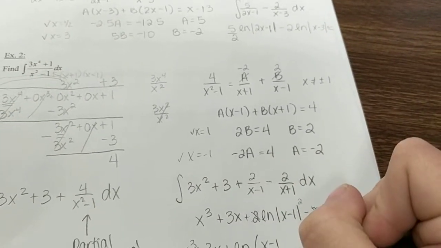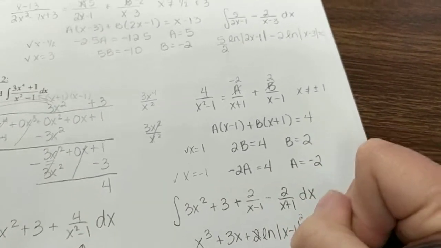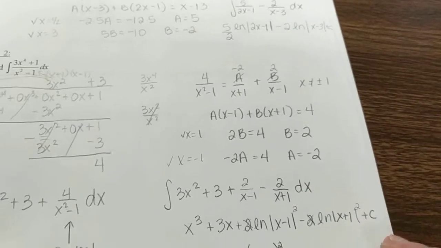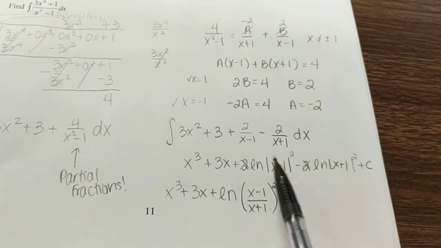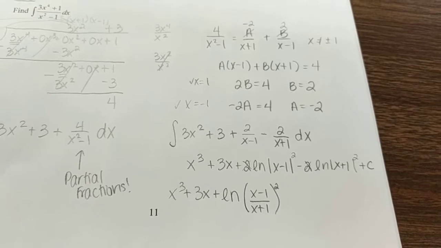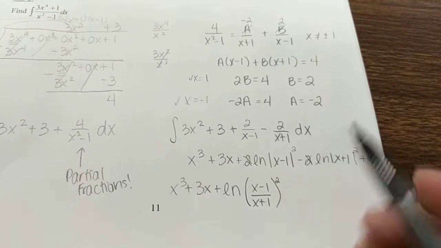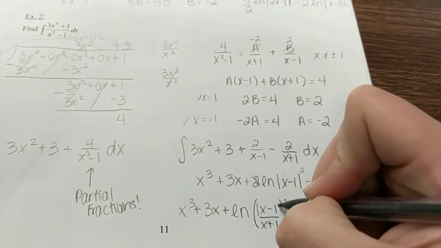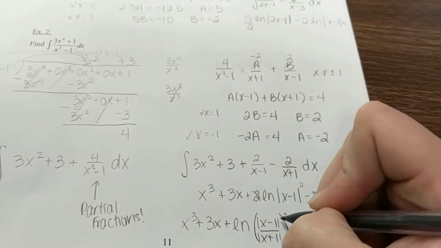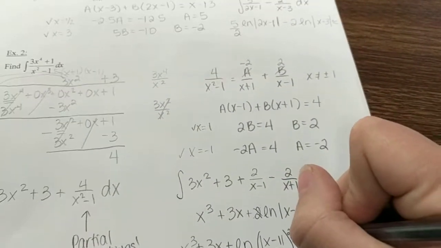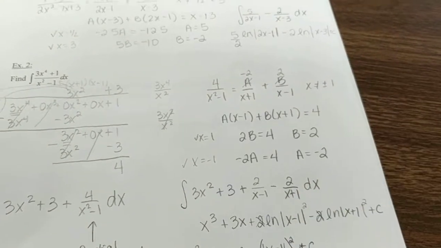Now I can square them both individually, or I can square them because they're both squared. I can just put the squared out front. Because it's squared, I don't need the absolute value in there, but just to be safe, you can go ahead and just put them in there, and then, oops, plus c.